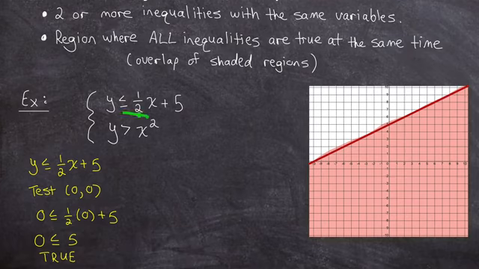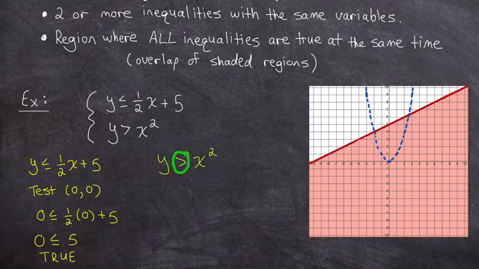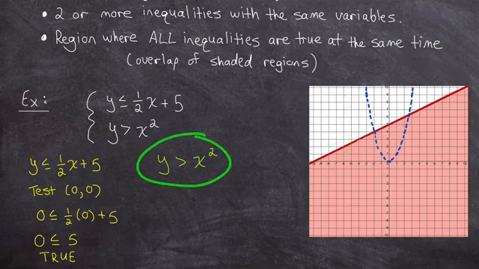And now let's consider the second inequality. This time, our boundary line is going to be the quadratic y equals x squared. So I'll graph that quickly. Notice I graphed this quadratic with a dotted boundary line because we just want the y values that are greater than x squared. We don't want to include the points that are on the quadratic. And now I have to decide, is the region above the quadratic y equals x squared, or the region below that quadratic, the region that contains all of the points that satisfy this inequality?